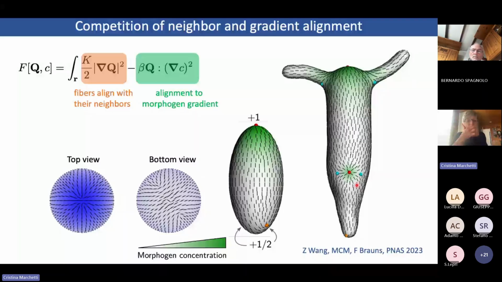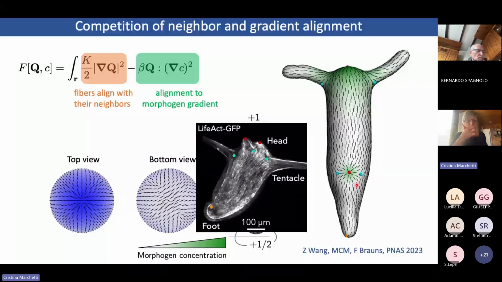So the idea here is that by putting together simply elasticity of the liquid crystal, morphogen gradients, and geometry, we're able to reproduce the structure of the nematic order on the surface of Hydra. And now, of course, there's a lot missing. This is really the very last stage of Hydra regeneration.